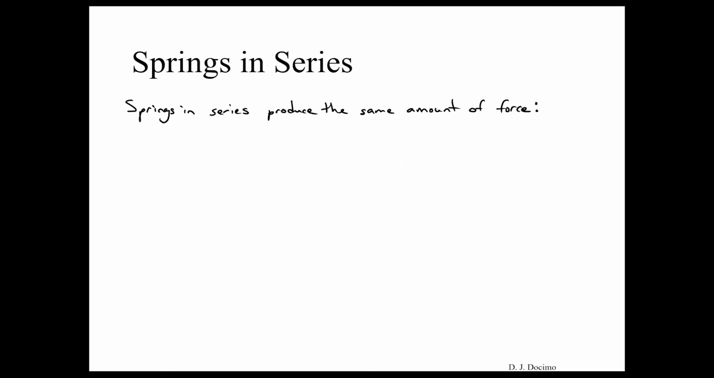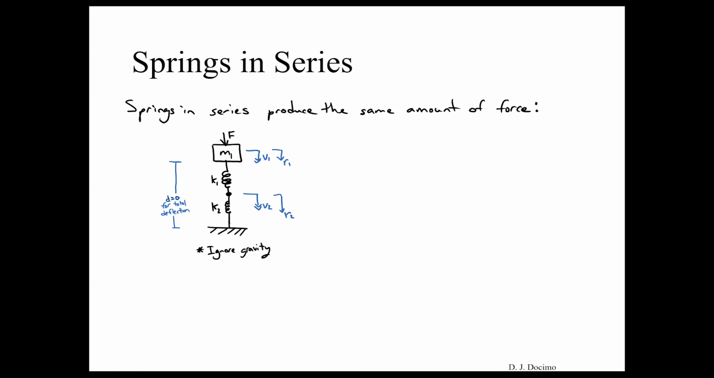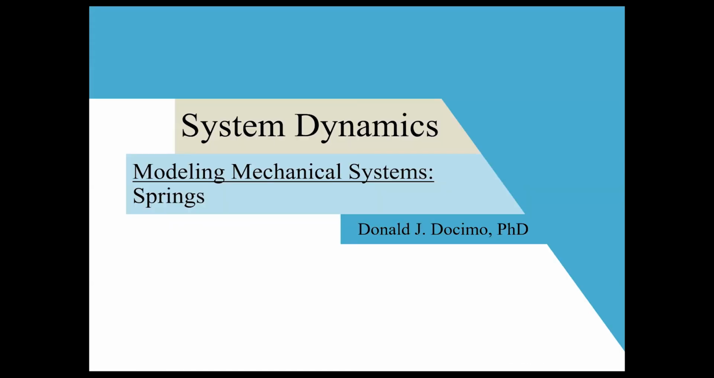Now, springs in series produce the same amount of force. If we have a mass with 2 springs connected in series underneath it, and we ignore gravity for this case, we'll have a total deflection D. The way we figure out our equivalent K, if we wanted to combine those 2 springs together, is that 1 over K equivalent is equal to the summation of 1 over each spring constant. So it'd be 1 over K1 plus 1 over K2 is equal to 1 over K equivalent. And that is going to cover springs.